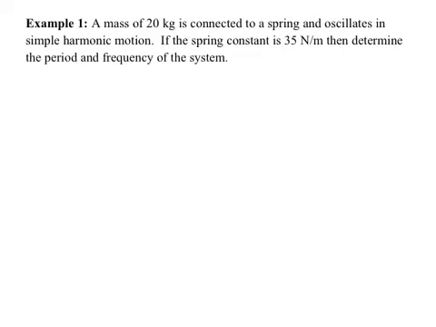Example 1 says a mass of 20 kilograms is connected to a spring and it oscillates in simple harmonic motion. If the spring constant is 35 newtons per meter, then determine the period and the frequency of this system. So for a problem like this right away, we're going to be looking for period and frequency. Well, we have the mass as 20 kilograms. We've got the spring constant of 35 newtons per meter.